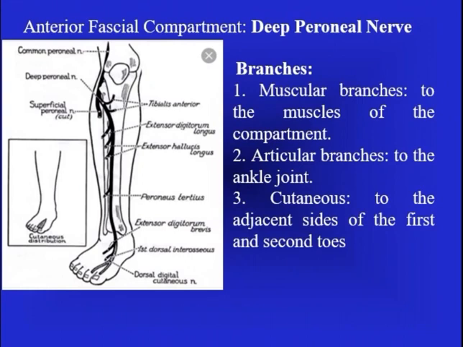Main branches from the deep peroneal nerve are muscular branches to the muscles of the compartment, articular branches to the ankle joint, and a cutaneous branch to the first and second toes.